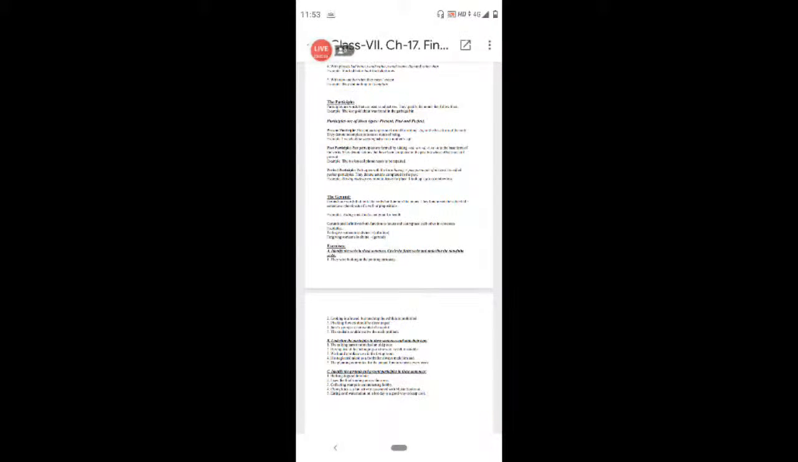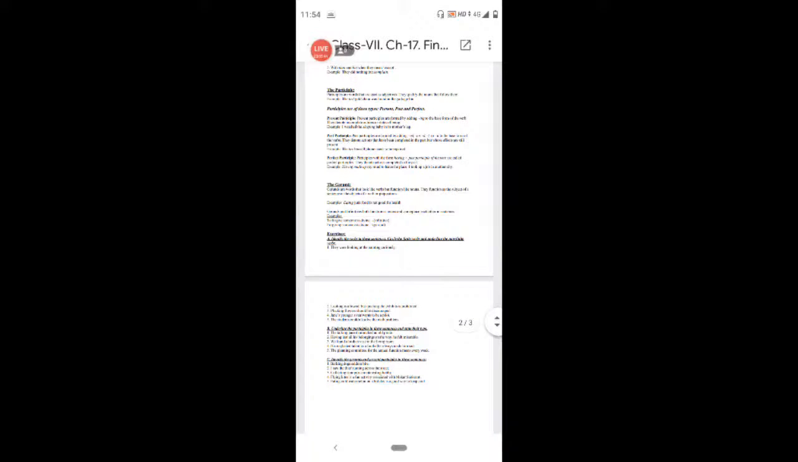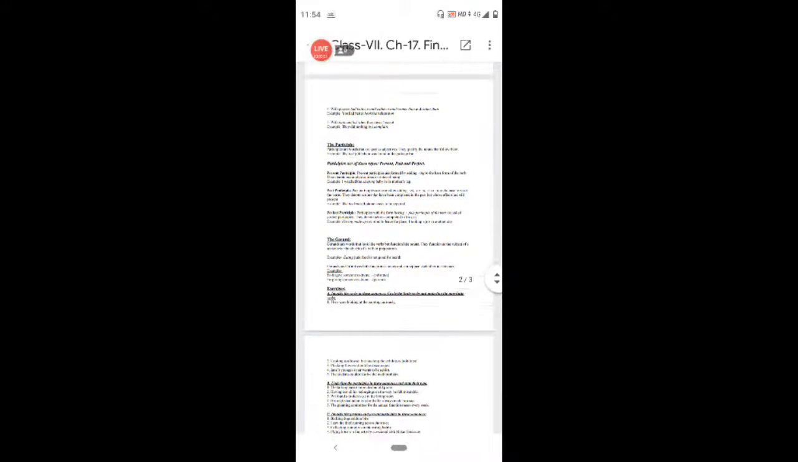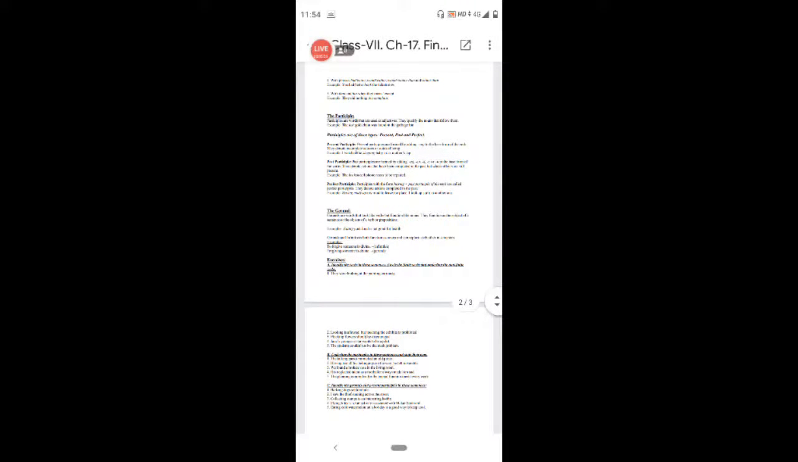They denote incomplete actions or state of being, like I watched a sleeping baby in its mother's lap. So this is present participle. What we are looking like gerund, it was looking like gerund, ing. So this is present participle actually.